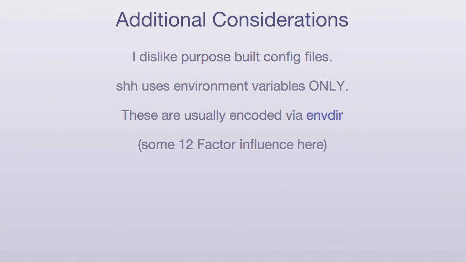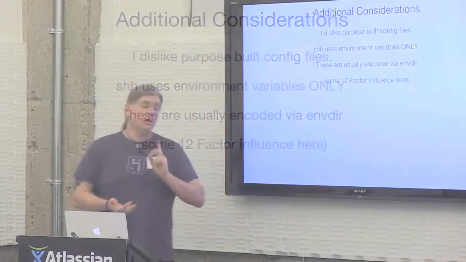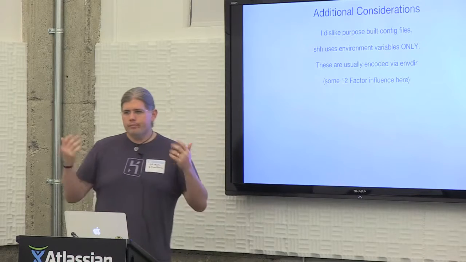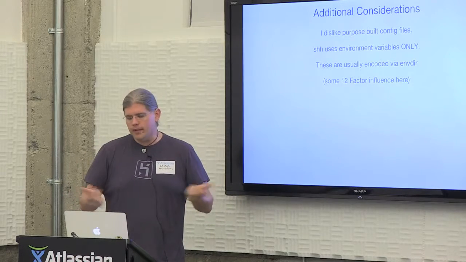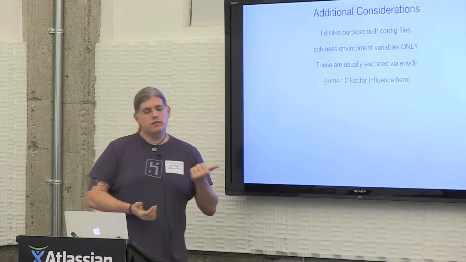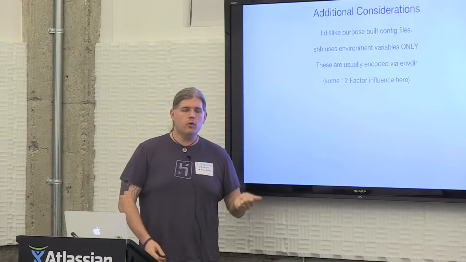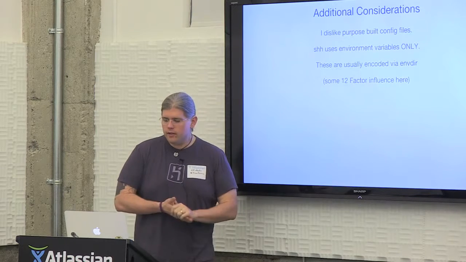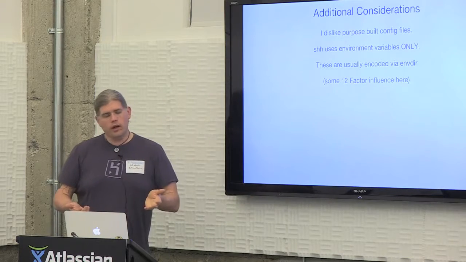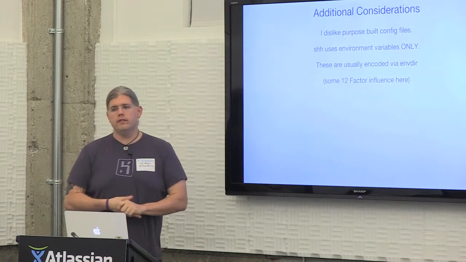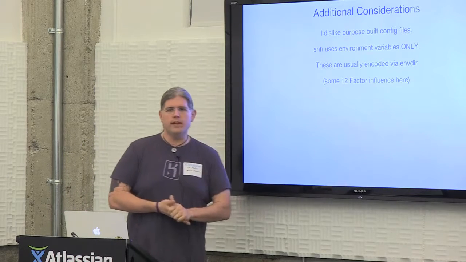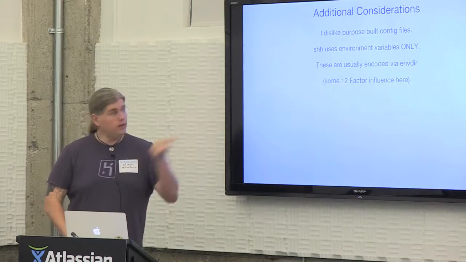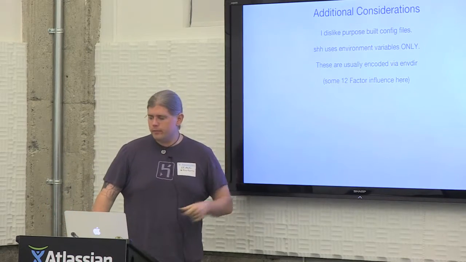Some additional considerations when I started writing SHH is that I dislike purpose-built config files. If you've ever messed with Apache or collectd, those config files can be annoying. I don't like them. SHH uses environment variables only, which is another pillar of the 12-factor app design process. I usually encode these with mdir because mdir just makes that easier. And there's a link to mdir if you don't know what that means.